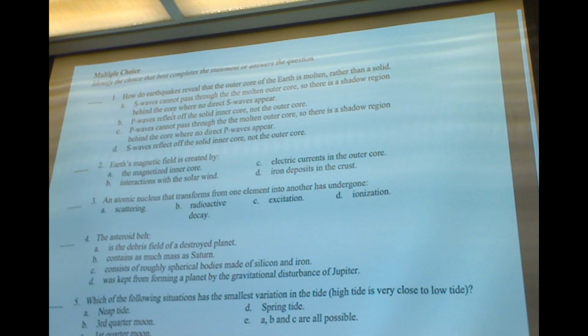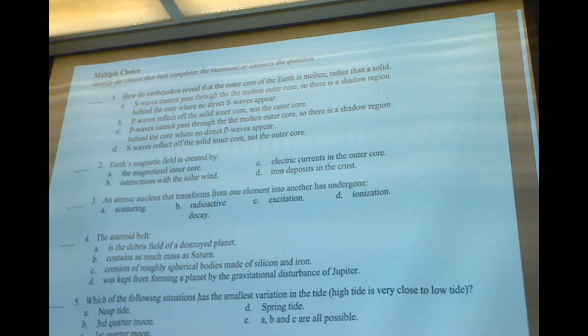An atomic nucleus that transforms from one element into another has undergone, and there's a bunch of words, but you want to remember that the right answer is radioactive decay. And radioactive means unstable. So that atom is not happy being the way it is. It wants to turn into something more stable. So it undergoes radioactive decay.